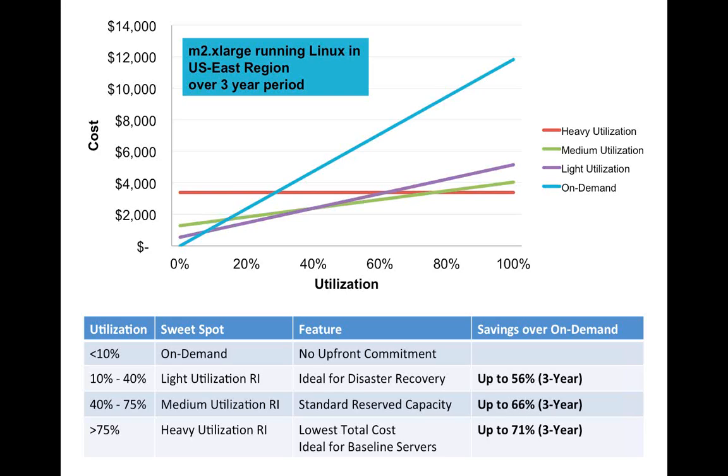For those of you wondering why the graph for the red line is actually a straight line, it's because it's running all the time. It's always charging you whether you're running the instance or not. Light utilization and medium utilization, we only charge you the hourly charge if you're running the instance. For heavy utilization RI, it's meant for being turned on all the time, so you get charged for the hourly charge whether the instance is running or not. Okay, so important to keep in mind.